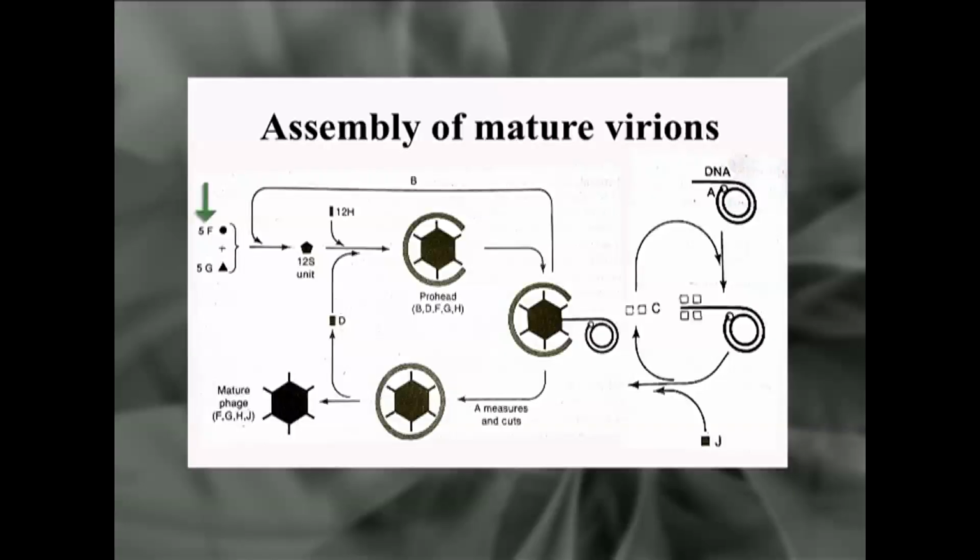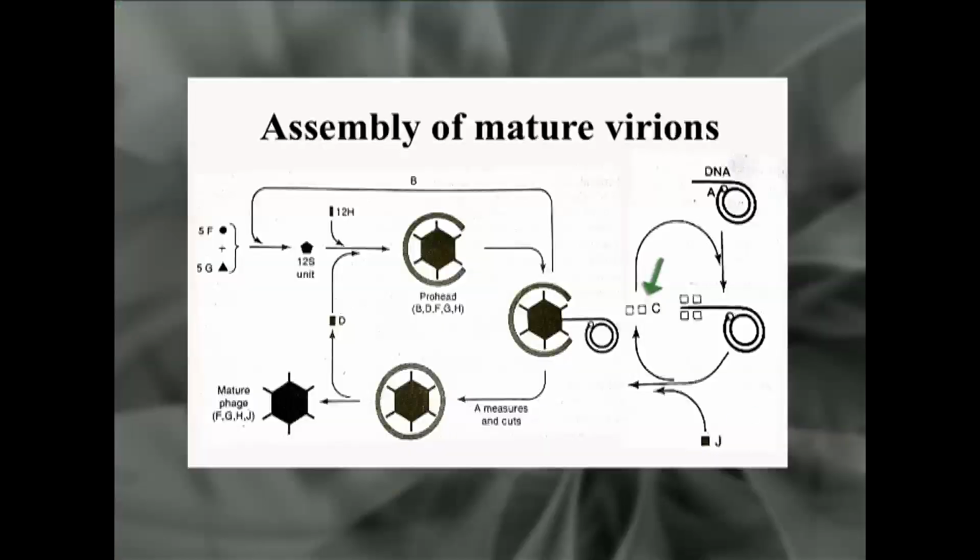What happens? 5 F proteins, that is the major coat proteins, will assemble with 5 G proteins, that is the spike proteins, and they will form a unit called the 12S unit in the presence of gene product B. Now, 12 H proteins or minor coat proteins will join and they will form the spike, and the D protein forms a frame on which this 12S unit and H proteins form the prohead. Now, packaging of the DNA will start.